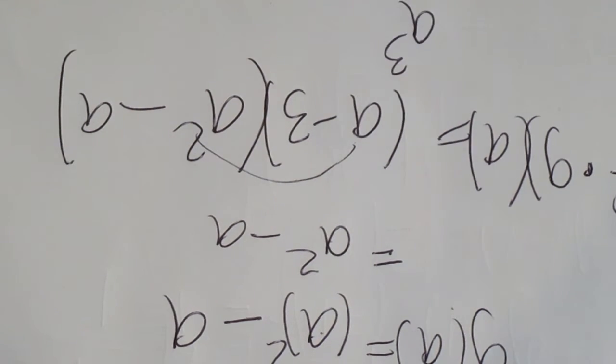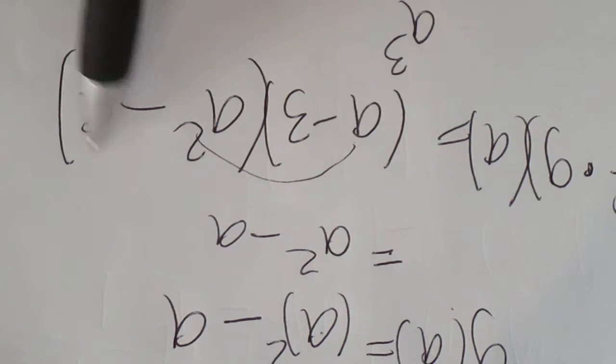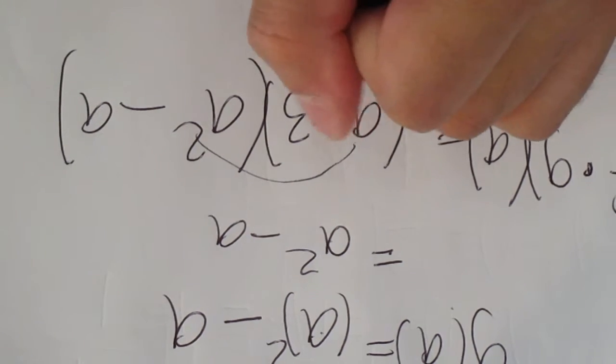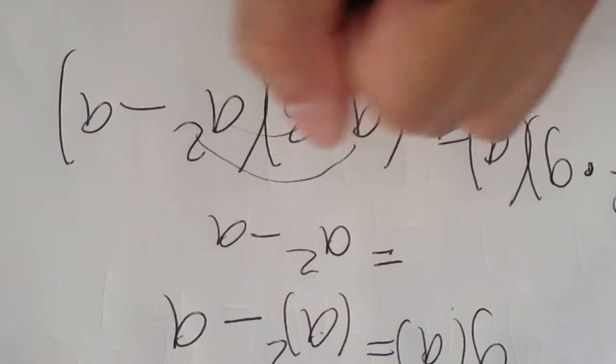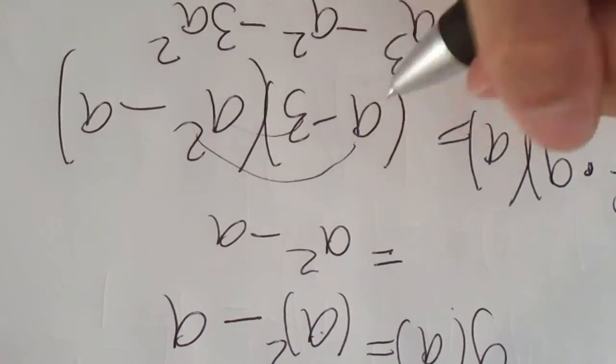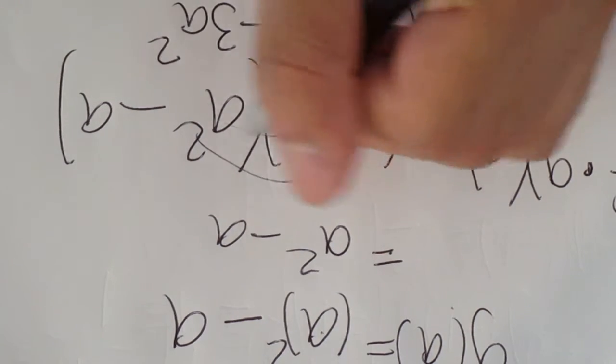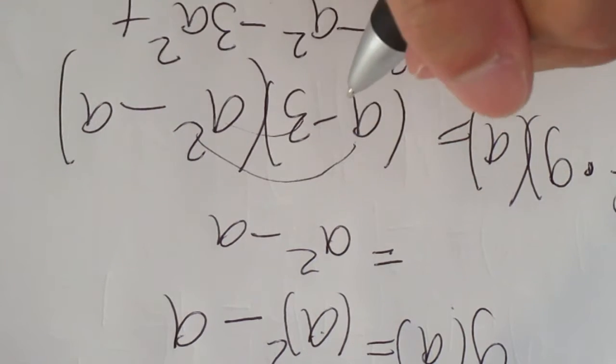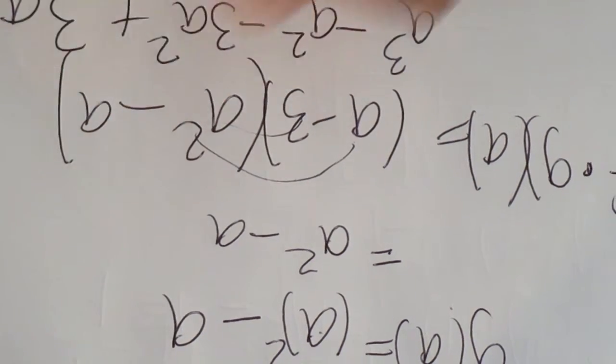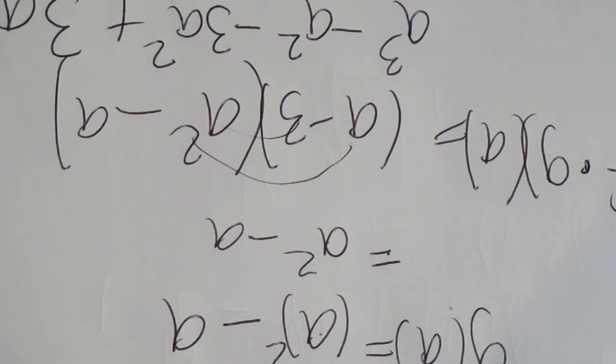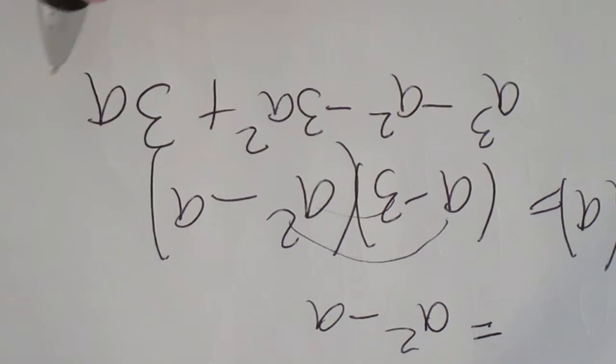cubed minus a squared minus 3a squared plus 3a. So we have all this, but now the next step is group like terms.